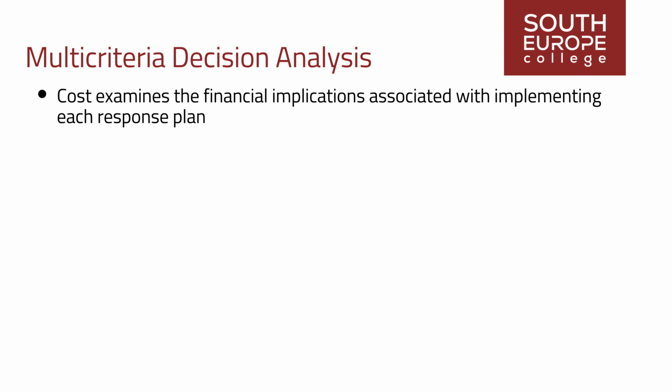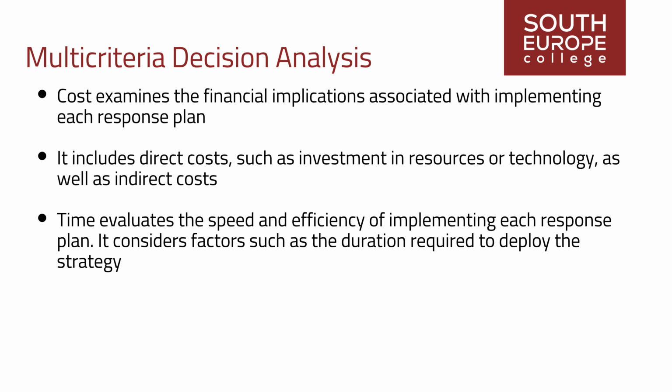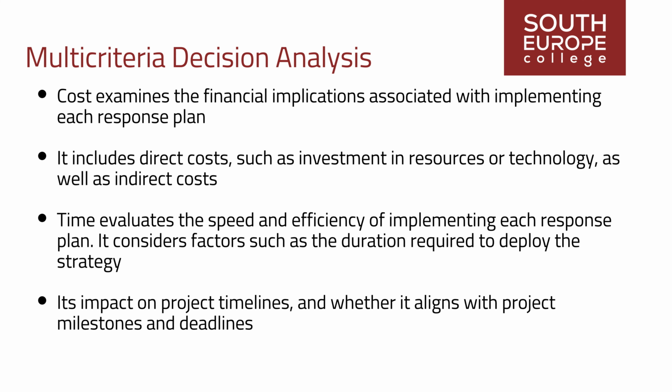Cost. Cost examines the financial implications associated with implementing each response plan. It includes direct costs, such as investment in resources or technology, as well as indirect costs like potential disruptions to project schedules or additional expenses incurred during implementation. Time. Time evaluates the speed and efficiency of implementing each response plan. It considers factors such as the duration required to deploy the strategy, its impact on project timelines, and whether it aligns with project milestones and deadlines.